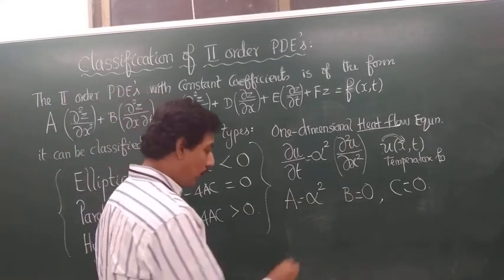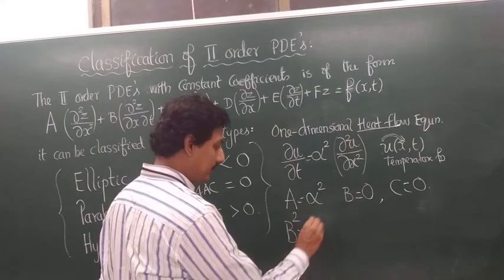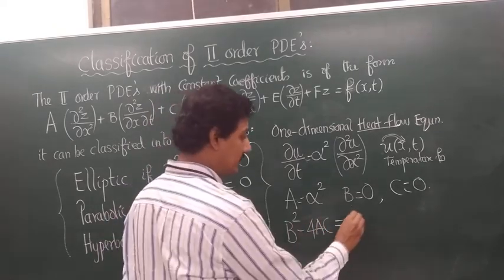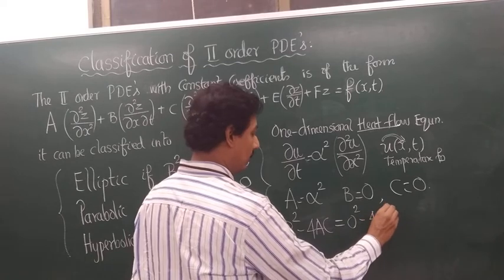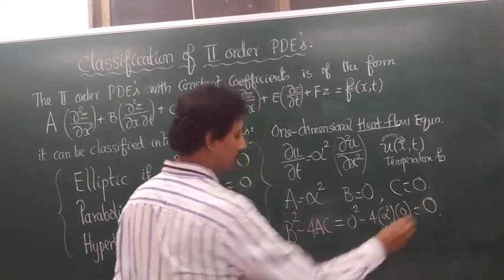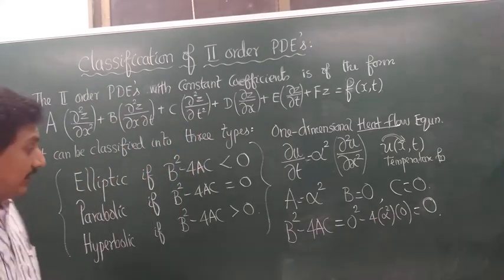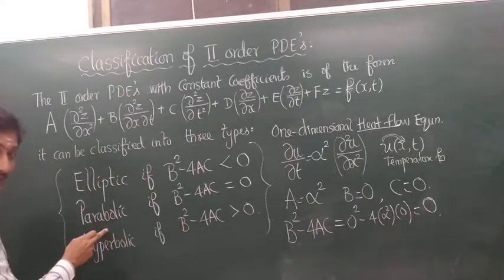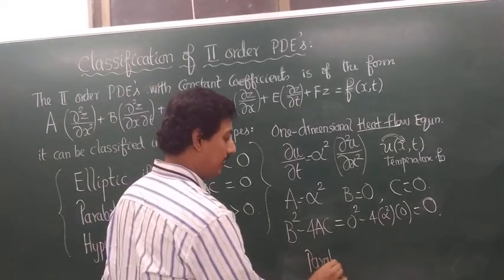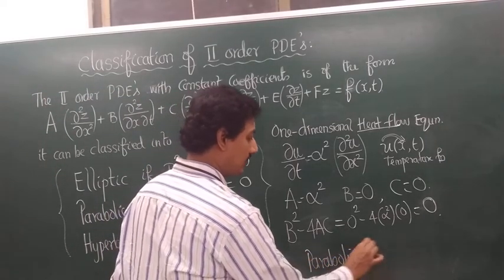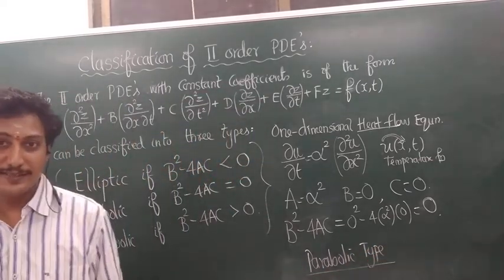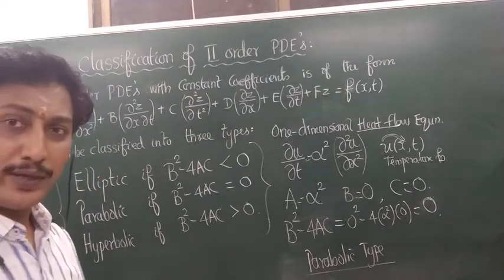Now let us see what the B squared minus 4AC value is. B squared is 0. A value is alpha squared. C value is 0. So once again this is 0. Once B squared minus 4AC is 0, this is called the parabolic type equation. So the one dimensional heat flow equation is an example for parabolic type.